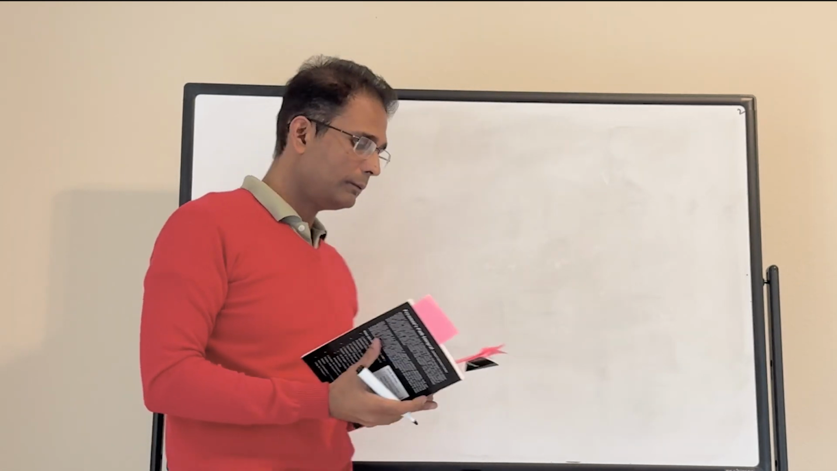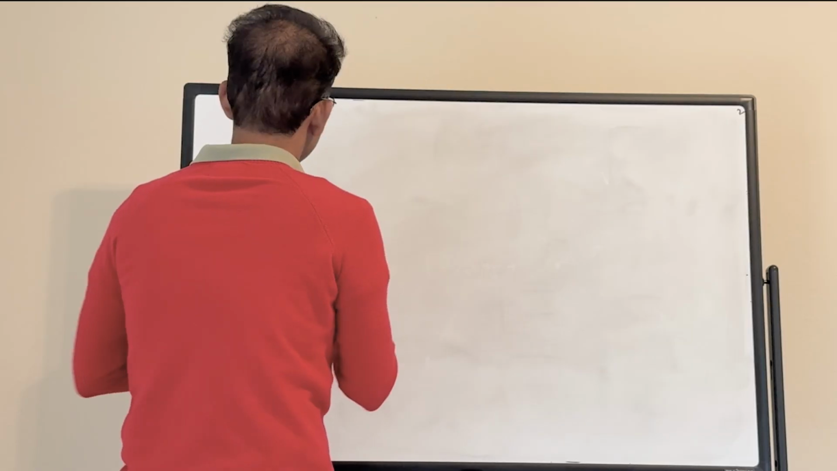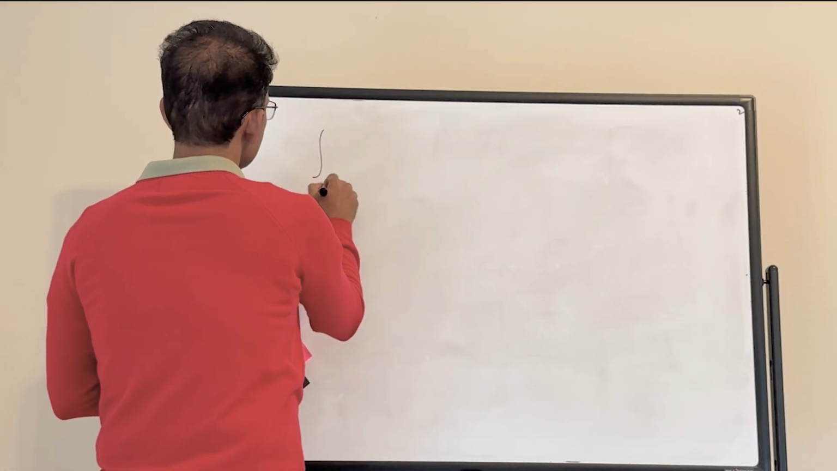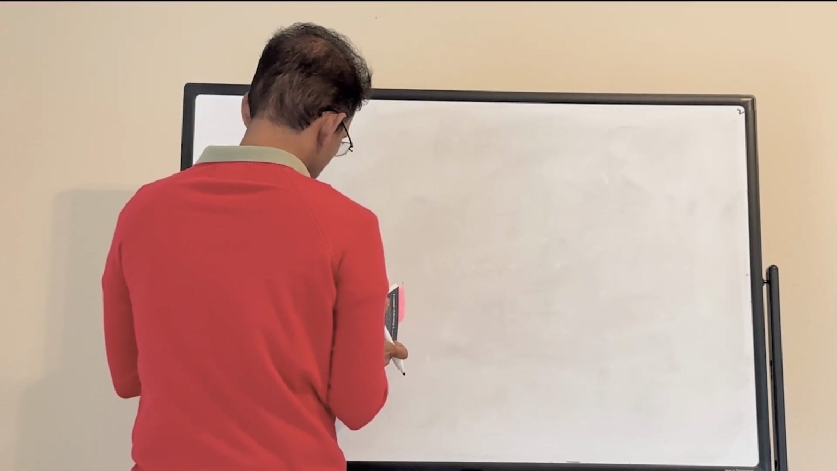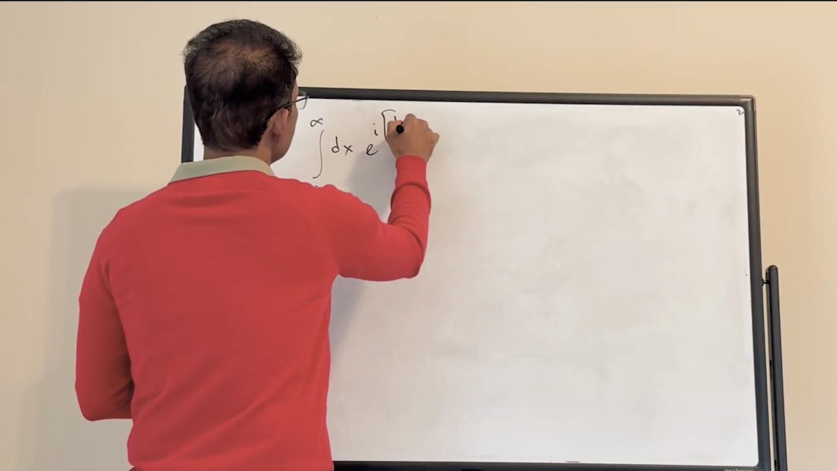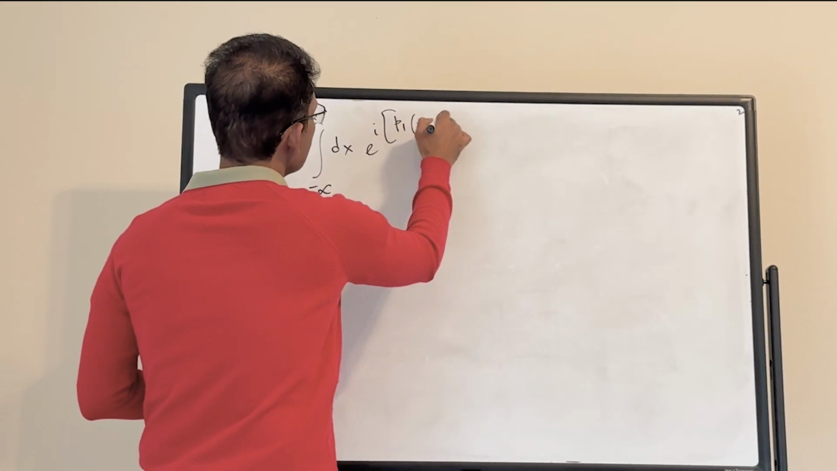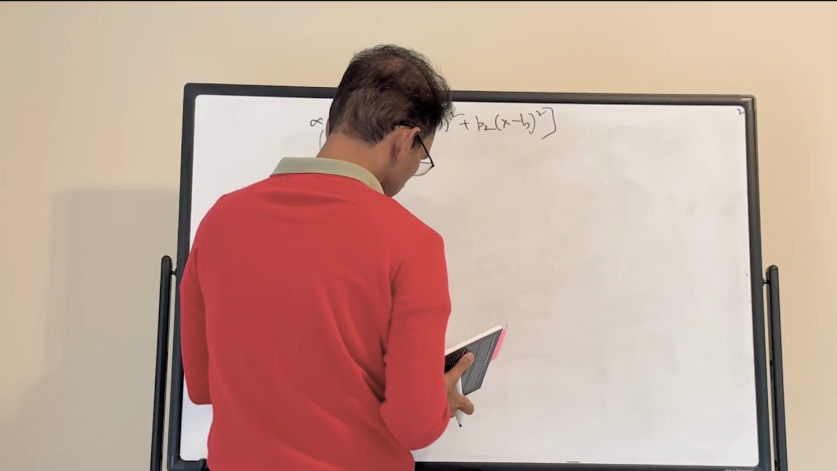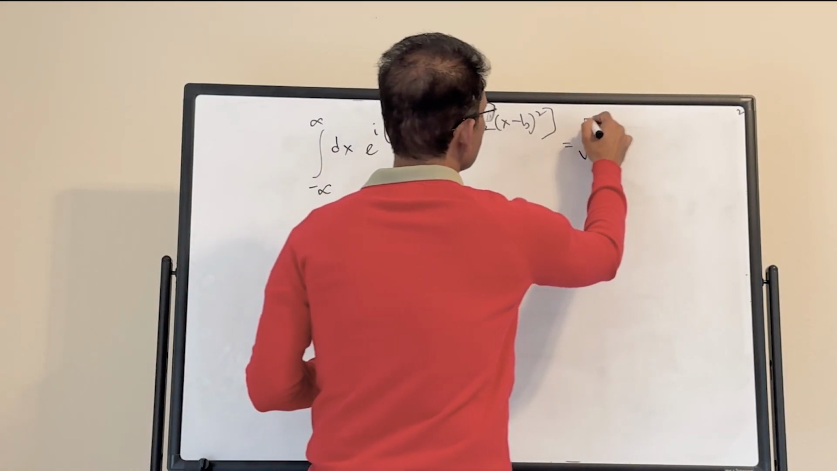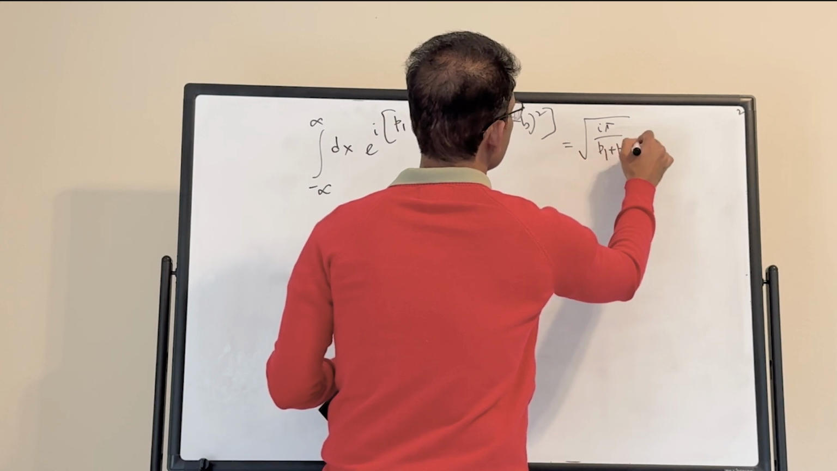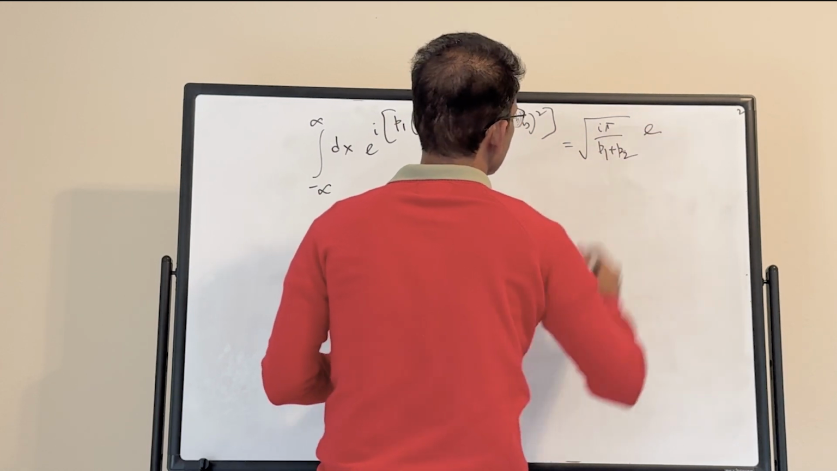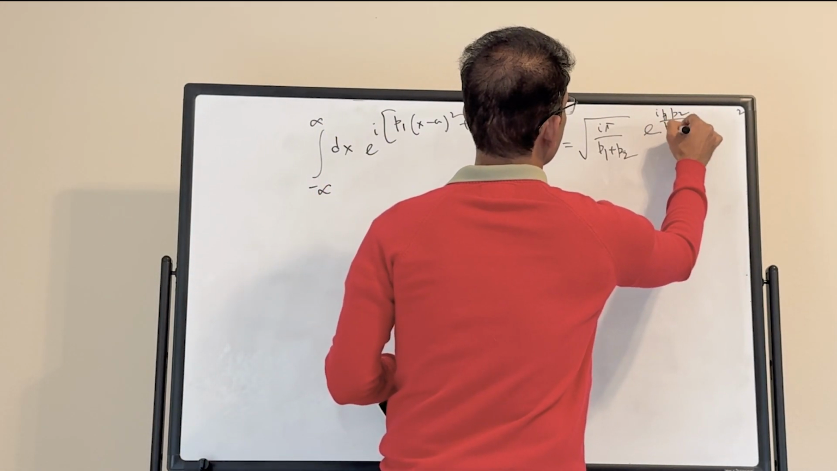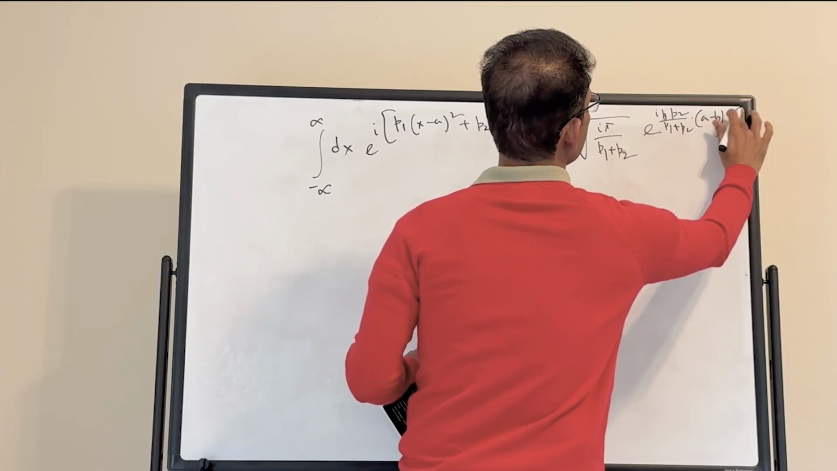Let me just write down what we learned in the previous problem. So it's this integral really, minus infinity to plus infinity dx e to the power i p1 x minus a squared plus p2 x minus b squared is equal to square root of i pi over p1 plus p2, e to the power i p1 p2 divided by p1 plus p2, a minus b squared.